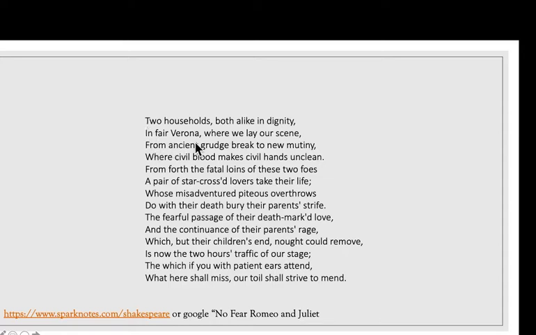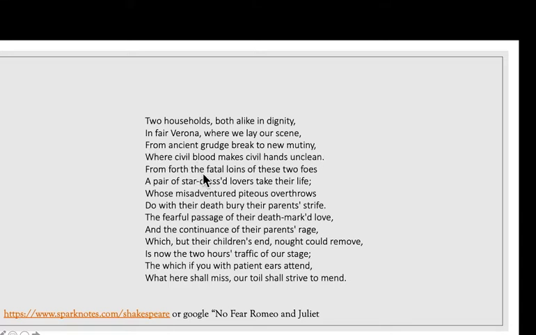Okay, from ancient grudge break to new mutiny. So you've got an ancient grudge, an ancient problem between the two families, breaking to a new mutiny, a new fight, as it might be, where civil blood makes civil hands unclean. Now, civil means polite, means respectful. So civil blood makes civil hands unclean. So you're kind of getting a gist of the violence that's going to take place in the play.